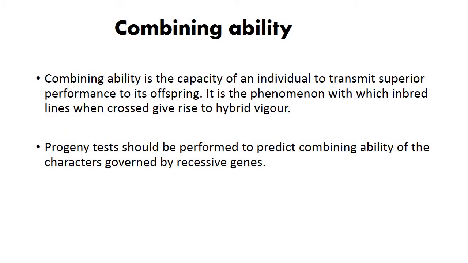Combining ability. Before we go to recurrent selection, understanding combining ability is very important, because some types of recurrent selection are generally used or tested for combining ability. Combining ability is the capacity of an individual to transmit superior performance to its progeny. It is a phenomenon with which inbred lines, when crossed, give rise to hybrid vigor. Progeny tests should be performed to predict combining ability of the character governed by recessive genes.